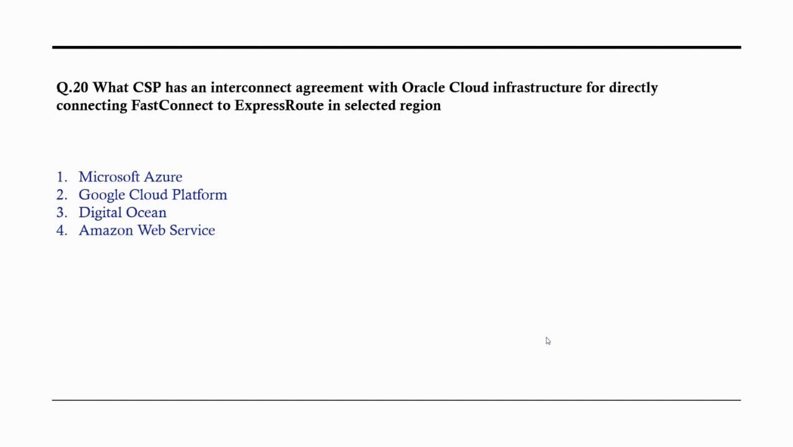Question 20. Which CSP has an interconnect agreement with Oracle Cloud Infrastructure for directly connecting FastConnect to ExpressRoute in the selected region? So the answer is very simple, because ExpressRoute is only used in Azure. Hence, the correct answer is Microsoft Azure.